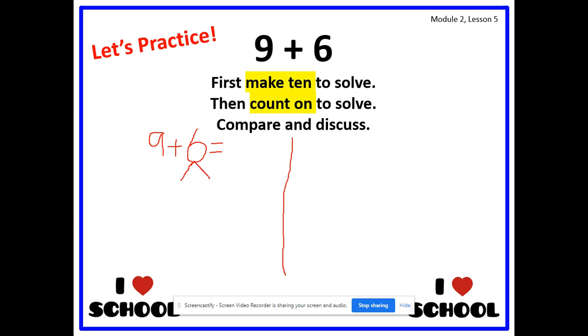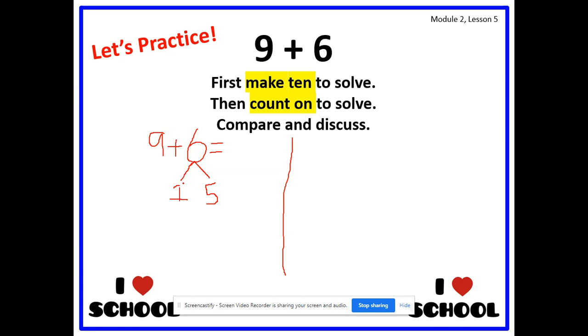We're breaking apart the smallest part, which is 6. Now, how many does 9 need to make 10? Get ready. Yes, 1. So let's go ahead and write a 1. And 1 and what other number makes 6? Get ready. Yes, 5. So 1 and 5 make 6.